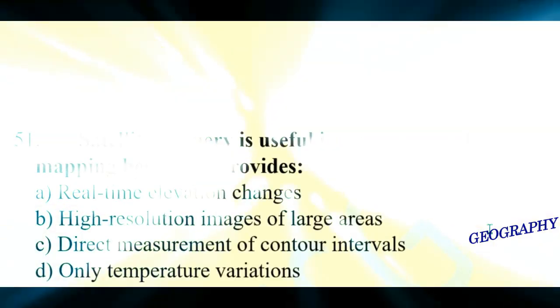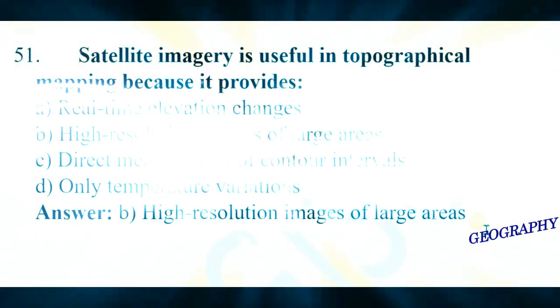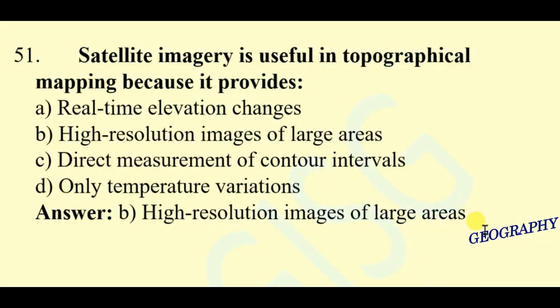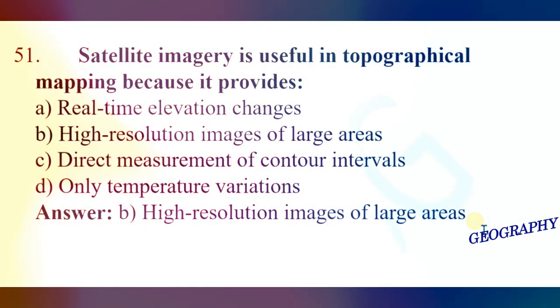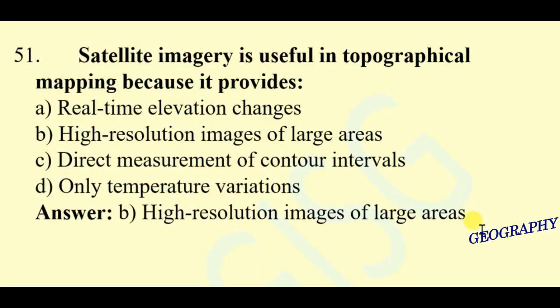Question category: remote sensing and digital mapping. Question number 51. Satellite imagery is useful in topographical mapping because it provides real-time elevation changes, high-resolution images of large areas, direct measurement of contour intervals, only temperature variations. Here the right answer will be high-resolution images of large areas. High-resolution image means the best detailed image, where the pixel size is small. Small pixel size means high resolution.